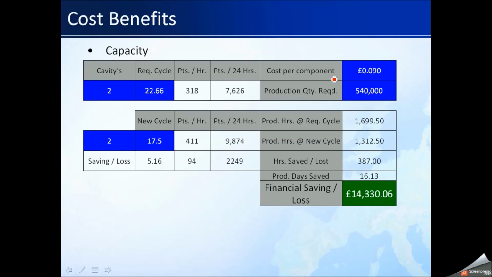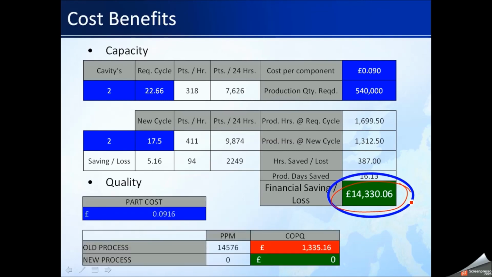So let's have a look at the benefits. Now this is just the saving on manpower, but to be honest, it's probably a lot more than this. Quality wasn't causing us a big deal. Look, it was 1.4% the old process, but now 0 defects. So we're going faster and better quality.